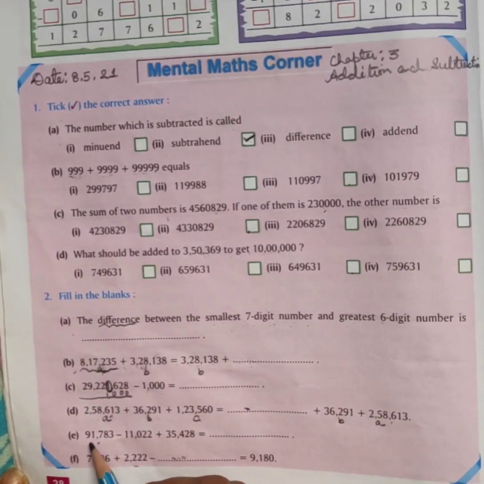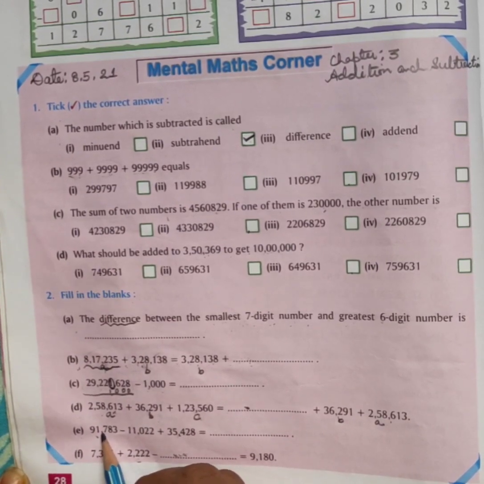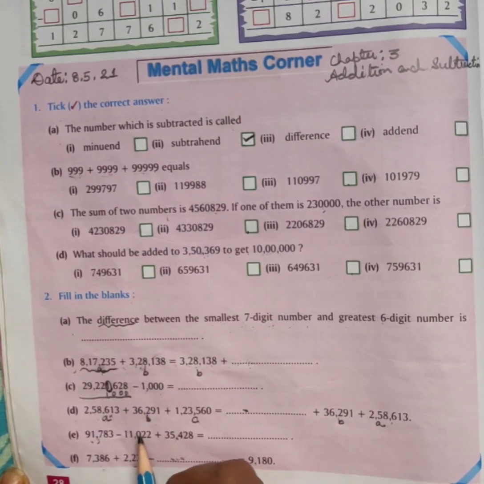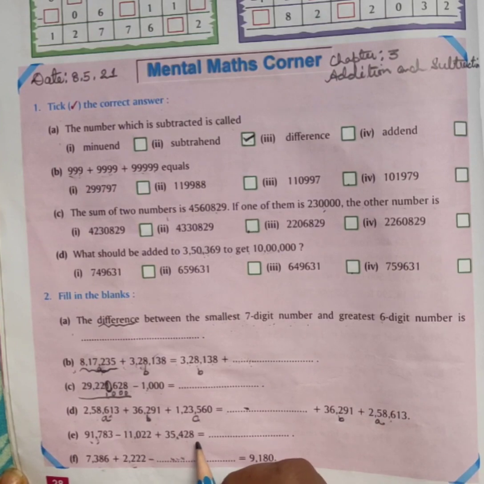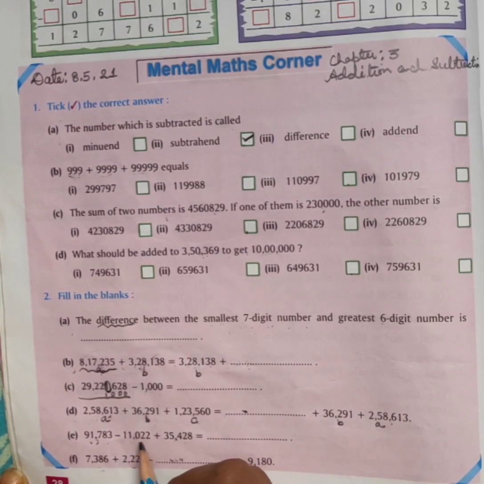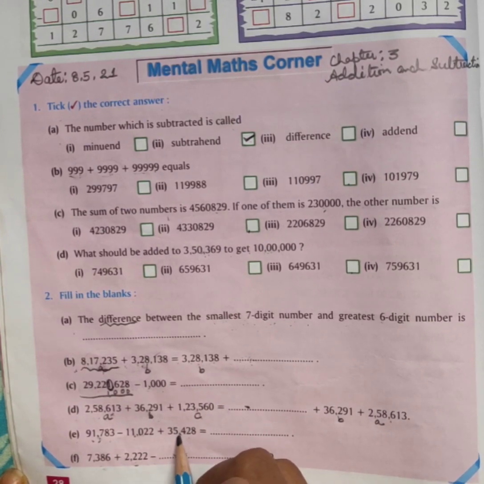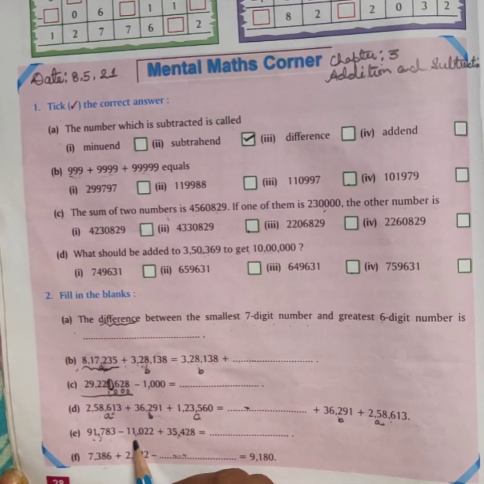Number E. Here three numbers are given. You subtract this from this first, then whatever answer comes, you add it to that. It is clear how you can solve it. Here there are two methods to solve this. You can first subtract, then add it to that number. Or in another way, first you add these two numbers and then you subtract.